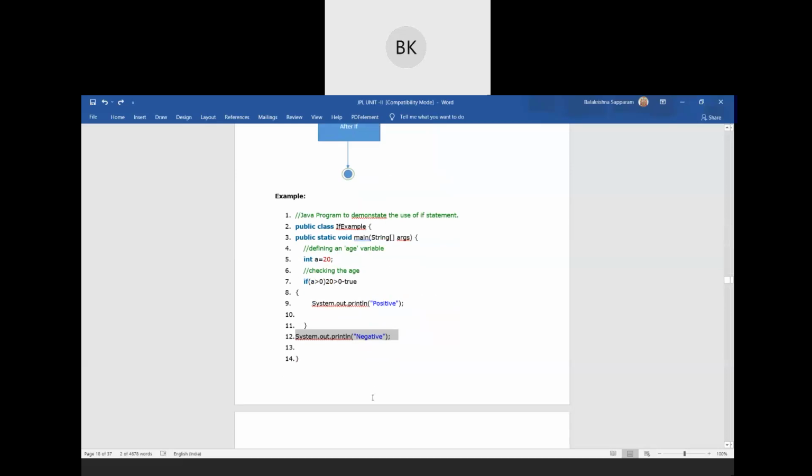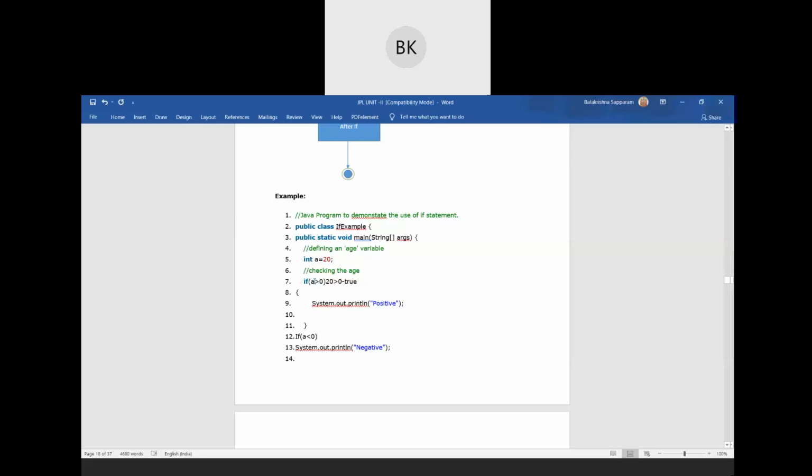You will write one more if: if a is less than 0, that is negative. This is for a is greater than 0, and once again you will write here, if a is less than 0. This is one kind of solution. But you can solve the problem this way. Suppose you give a positive number here.